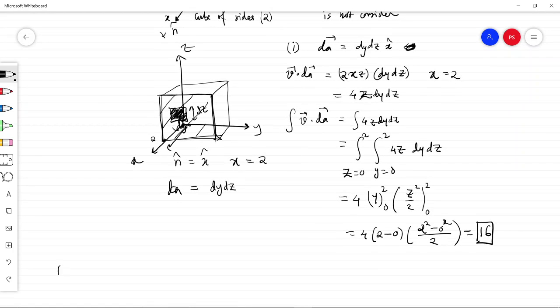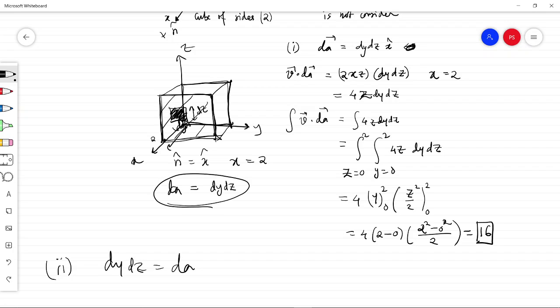Now the second surface, which is exactly opposite to this front face, is the back face. The only change in this case is that dy dz is the surface element as it was in the previous case, since it is the same plane, but the direction of the unit vector is now minus x cap. So this implies dA bar is just minus x cap dy dz.